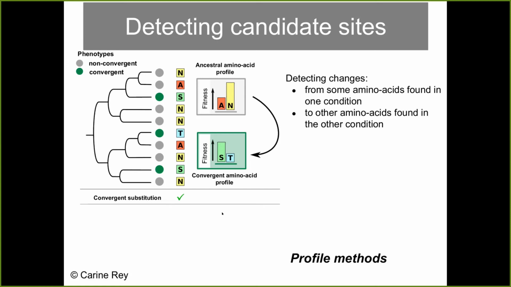But that's basically the type of signal that the profile methods are trying to catch. They're trying to get into the fitness of the different amino acids at that particular position, which is one reason why we like those methods, because they give us some insight into a mechanism that we assume is happening when we look for those convergent sites. We are looking for differences in fitness at that particular position for different amino acids in the different phenotypes.